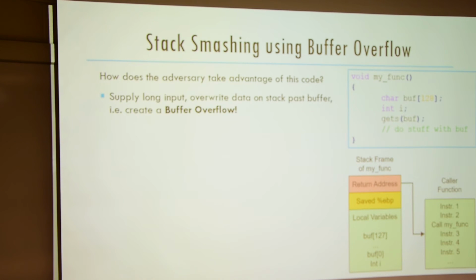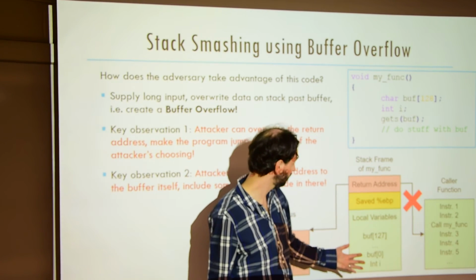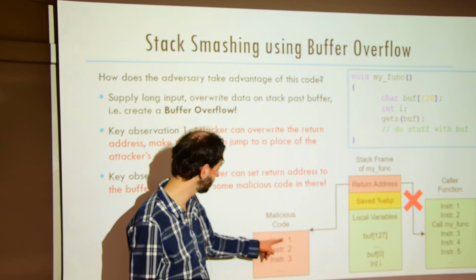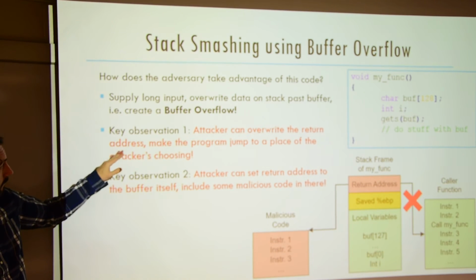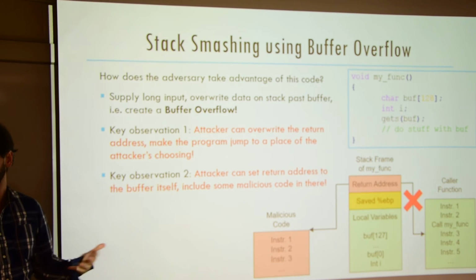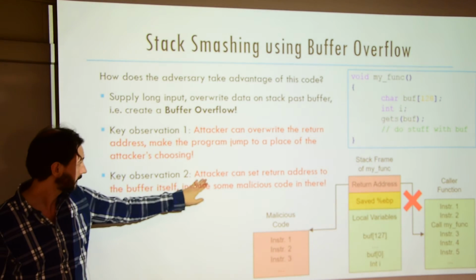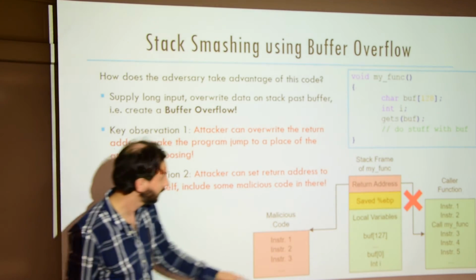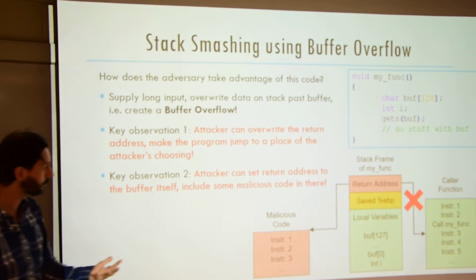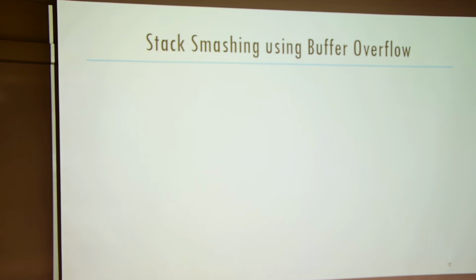So let me actually put all this out as well. What we would like to do is to somehow override the return address to point at a piece of malicious code, right? That's what we want. So the key observation 1: the attacker can override the return address and make the program jump to something else, like what the attacker chooses. And the attacker can set the return address to the buffer itself, actually, which is kind of interesting, so that it points inside the buffer where it could have stored the malicious code. So that's what we're talking about.